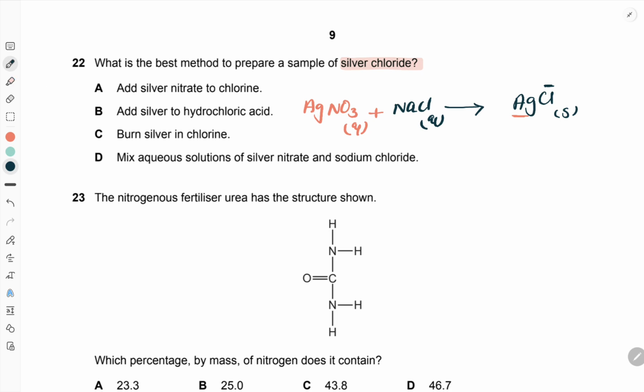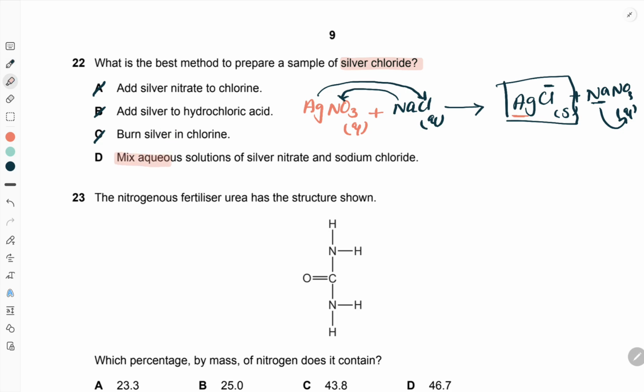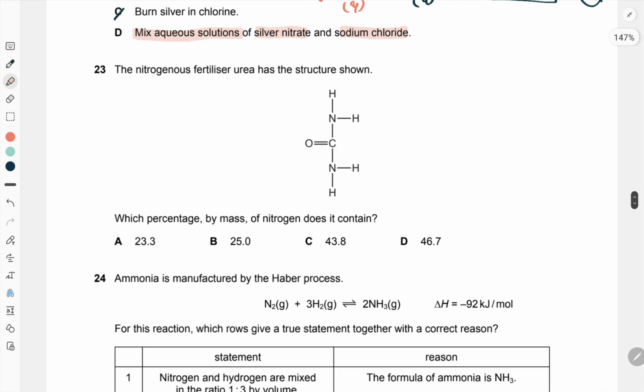What will happen when you mix them together? The anion of this will exchange with the cation of the first, and the anion of this will combine with the cation of this. So there will be 2 salts in the product. All sodium salts are soluble, so the other salt will be soluble, but you will get silver chloride. You can do filtration afterwards and then you will get silver chloride. So A, B, C are incorrect. Mix aqueous solutions of silver nitrate and sodium chloride, you will get silver chloride. D is the correct answer.